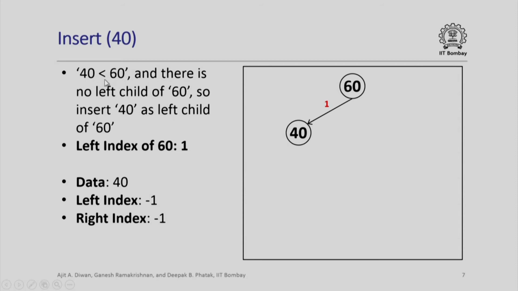Since 40 is less than 60 and there is no left child for 60 at the moment, we will insert 40 as the left child of 60. This index will be 1. That means the data for this node is 40 and its left index and right index are -1 because it does not currently have any children. Please note however that the left child index of this node 60 will have to be now changed to 1 because it now has a left child.